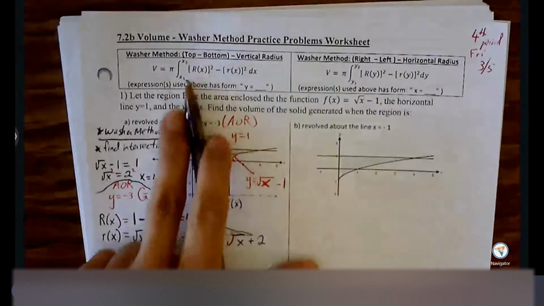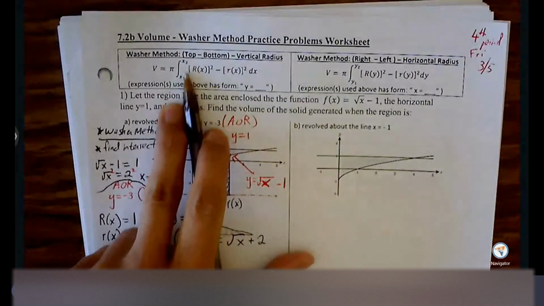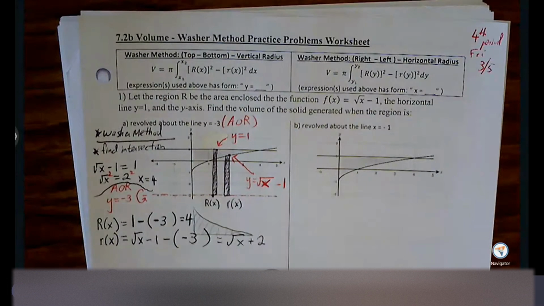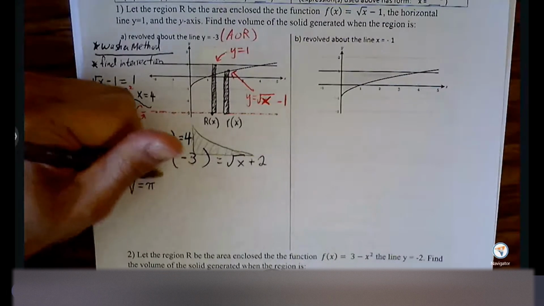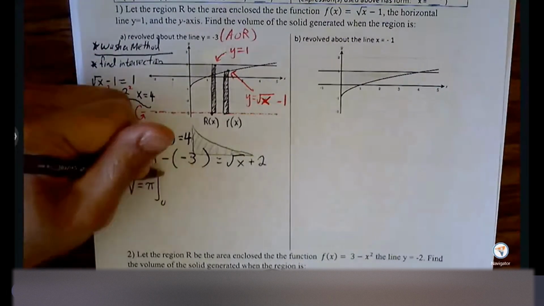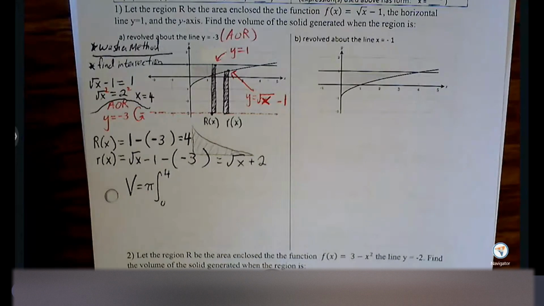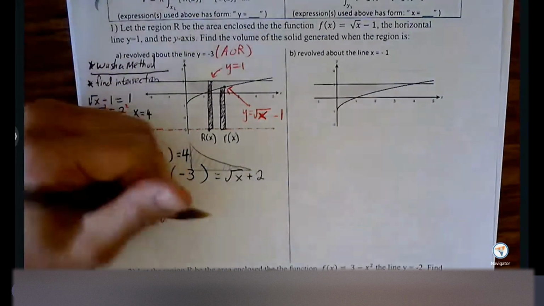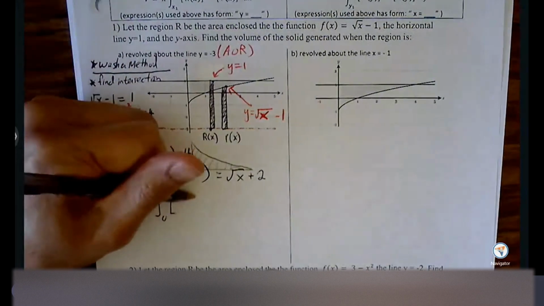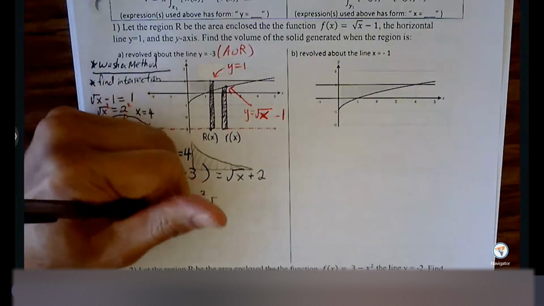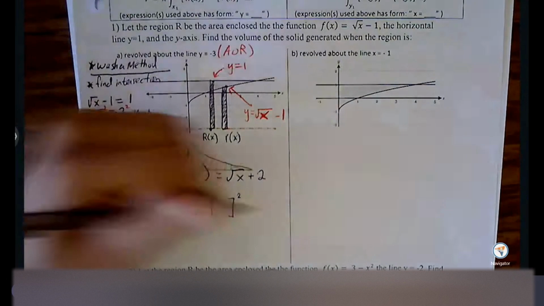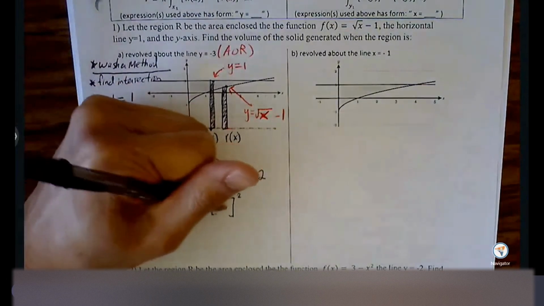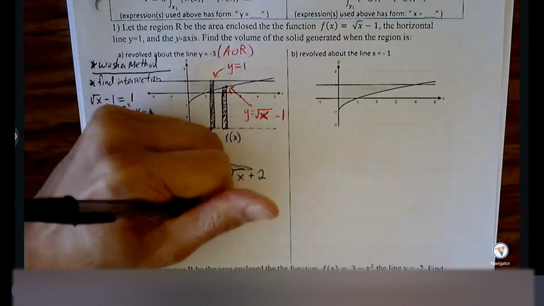So those are x values, and those are the boundaries that we need to match what we need for top minus bottom washer method. Okay, so here's our volume formula. Pi, definite integral from 0 to 4. Again, the formula says to square the radius separately, so we need to do that with a minus in between. Big radius is 4, little radius is root x plus 2 dx.